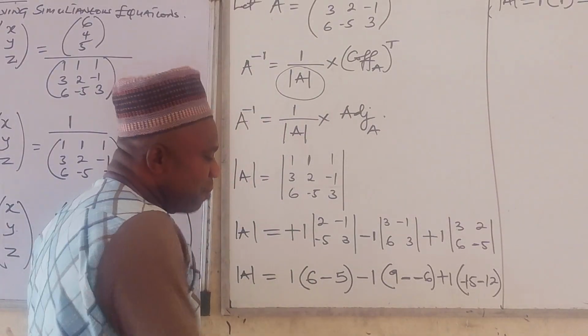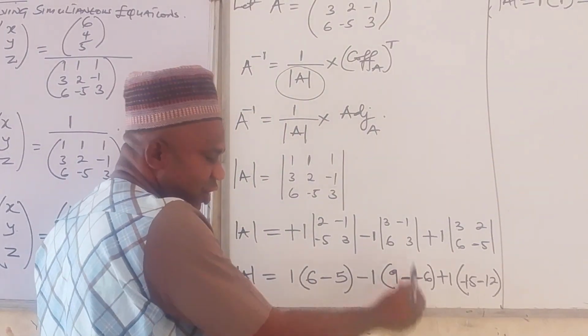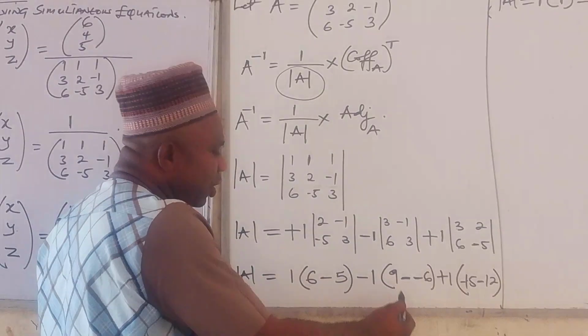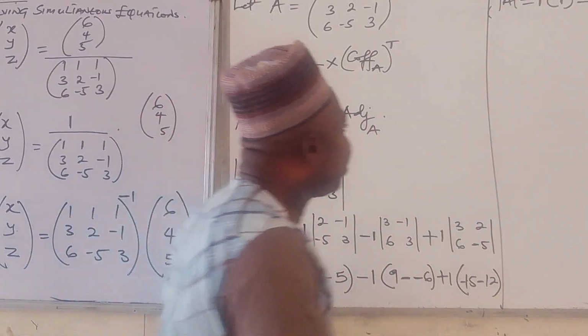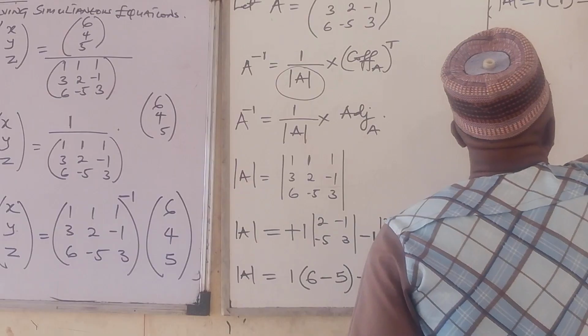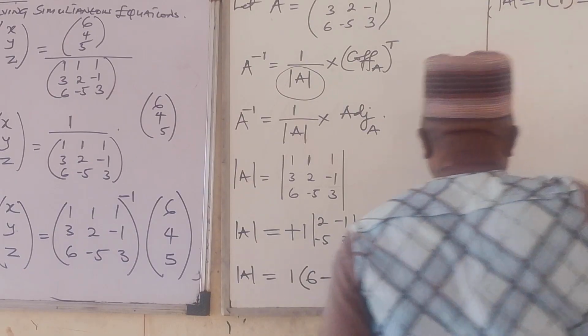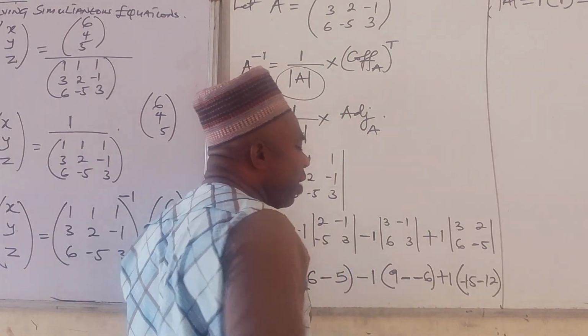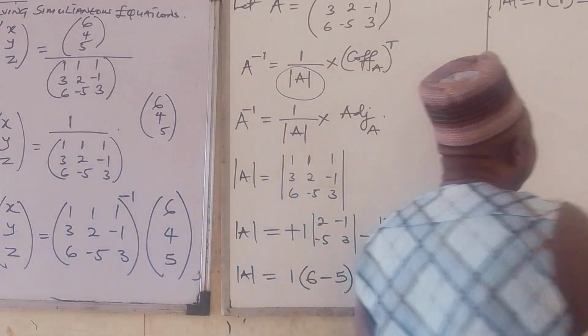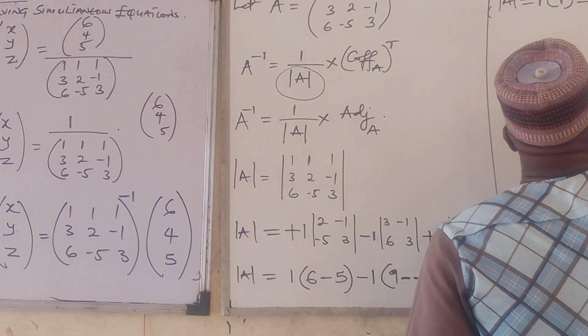Now let's look at this. Minus minus will change to plus, because minus times minus is plus. So 9 minus minus 6 is 9 plus 6, and that will give us 15. Then here we have plus 1 again. Now minus 15 minus 12, that will be minus 27. So here we have minus 27.